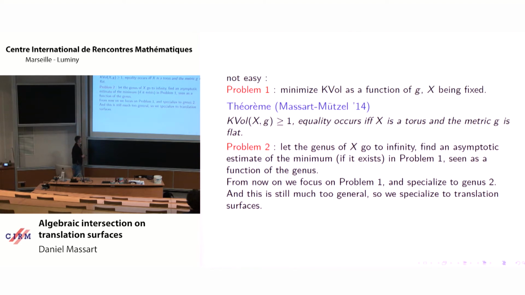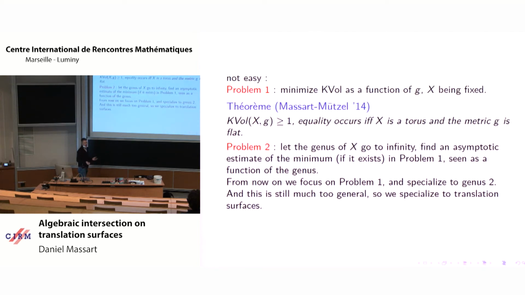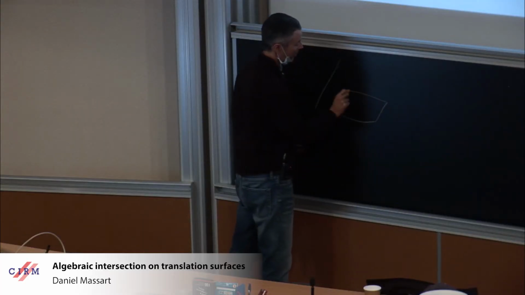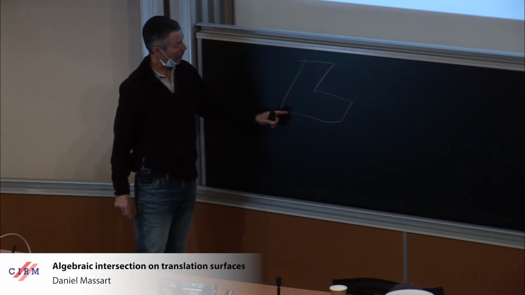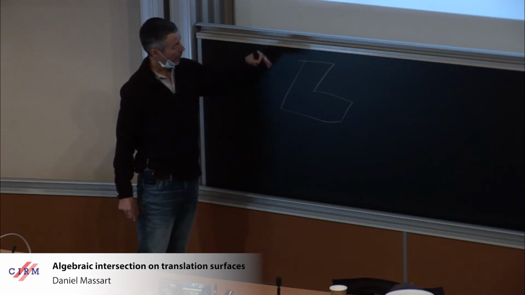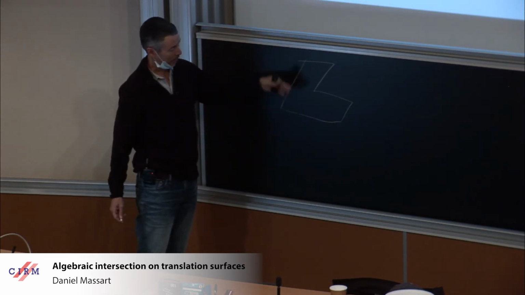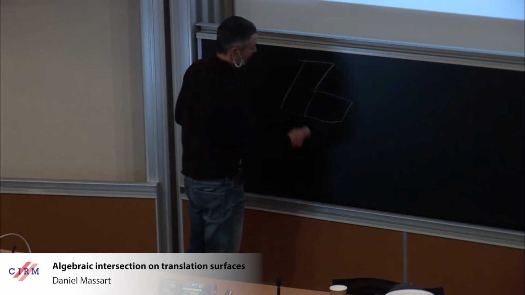Okay? And translation surfaces are surfaces which have an atlas which consists of maps which are translations. A better way to look at a translation surface: what is a translation surface? It is some polygon in the plane whose sides are pairwise parallel and with the same length. So you can glue pairs of edges parallel and with the same length, and you get some surface. So an example is this.